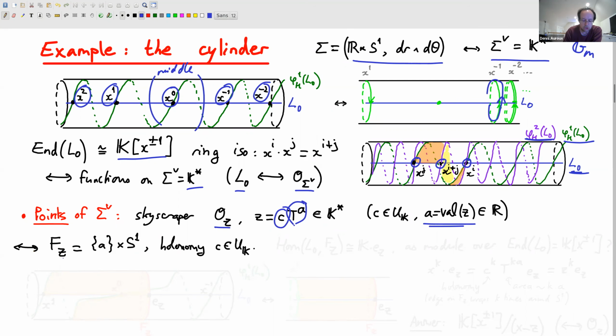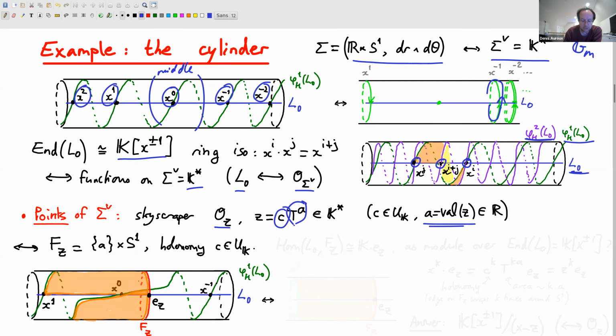So the claim is geometrically this corresponds to a circle which is at position A in the R direction on my cylinder. This is because I normalized my area form in a very specific way, and my S1 has unit length. The correct answer would be it's the circle that is area A away from the central position, equipped with a local system whose holonomy is this remaining part C.